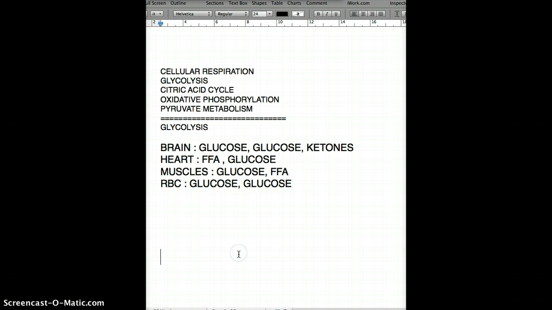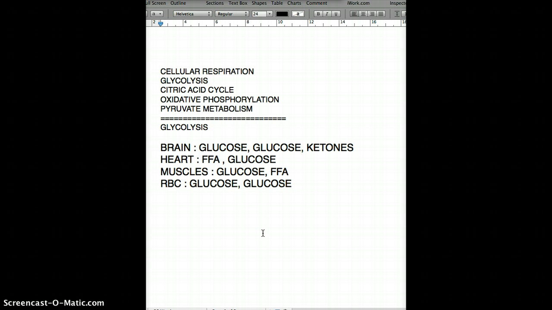So what about the next question? What's the source of energy for each one of these organs, systems, and cells when the body is under stress? Again, I have it written down here. For brain, it's glucose. For heart, it's glucose. It has switched from free fatty acids to glucose. For muscles, it's free fatty acids. So there has been a switch here. And for RBC, it remains glucose.